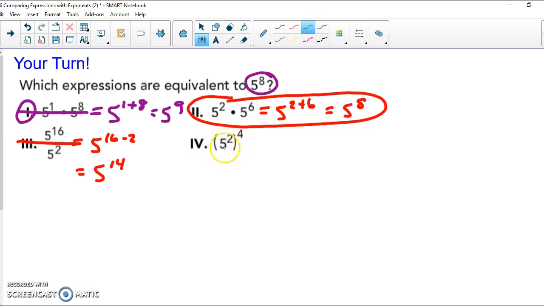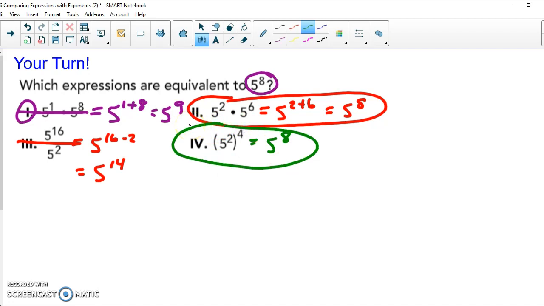And if I look at number 4 here, now I have power of a power. So I have one base, which is 5, and it's being raised to the 2nd power, and this whole thing is being raised to the 4th power. So power of a power property says that I'm going to multiply my exponents. So this would be 5 to the 2 times 4, which is equivalent to 5 to the 8th.